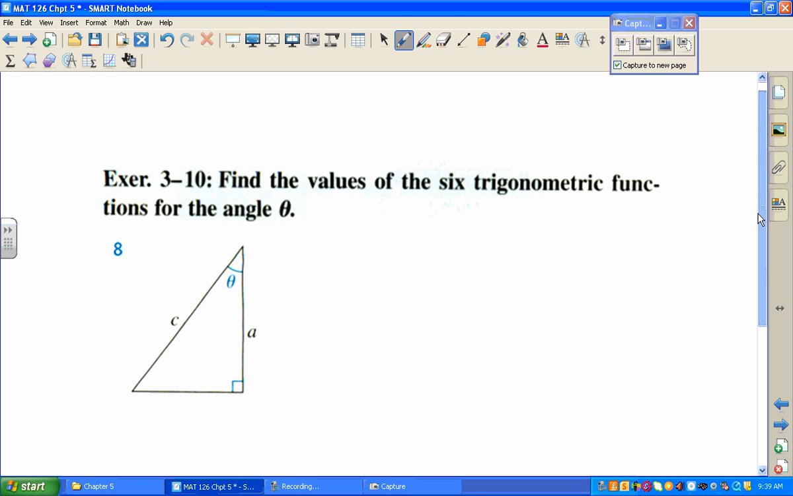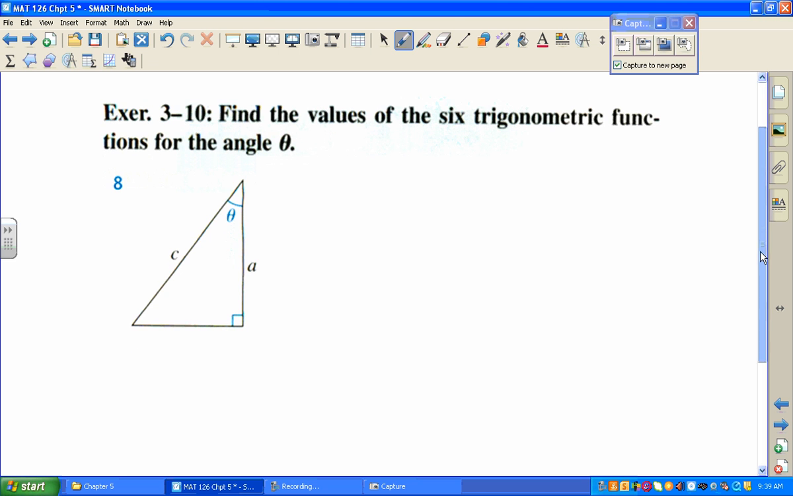find the values of the 6 trigonometric functions. I said last time when it says 6, all you have to put down is 3 and rotate them each time. This time I'll take the sine of theta, cosine of theta, and the tangent of theta. Be very careful, you do not know the answer to this question.